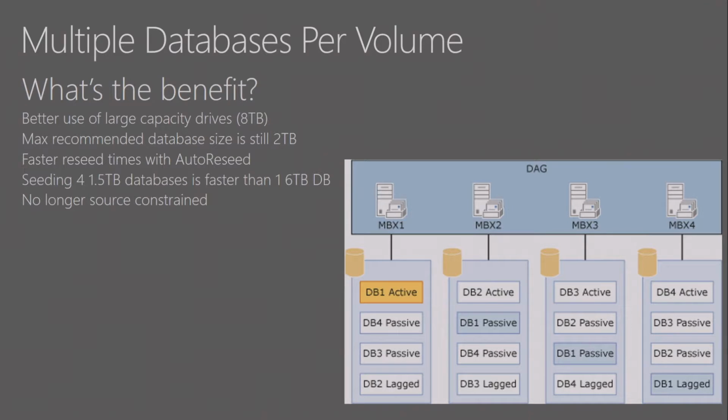It's source constrained there. But if you had 4 1.5 terabyte databases, that drive fails, and you have to reseed those 4, you can reseed from 4 different sources, ideally on 4 different servers, so you're no longer source constrained. So instead of seeding at 25 megabits a second, we can seed at 25 times 4, 100 megabits a second. We're still reseeding 6 terabytes of data, just from multiple sources. So you're going to achieve better reseeding performance with this method. Multiple databases per volume gives you the best balanced utilization when it comes to capacity, I/O, and reseeding throughput.